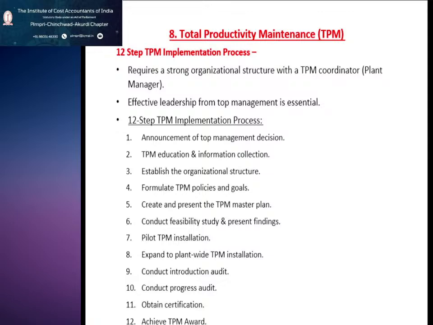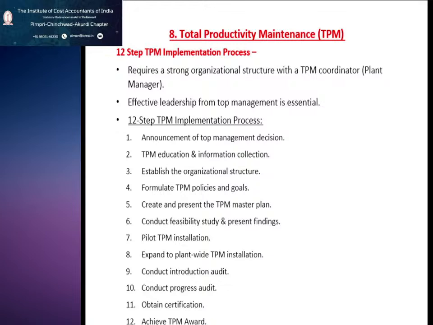The next concept is how the implementation of TPM can be achieved. The 12-step TPM implementation process requires a strong organizational structure with a TPM coordinator, that is the plant manager. So the plant manager has to be well conversant with TPM. Effective leadership from top management is very essential. The 12-step process begins with the announcement of the top management decision. So first, management has to declare that the TPM is being implemented.